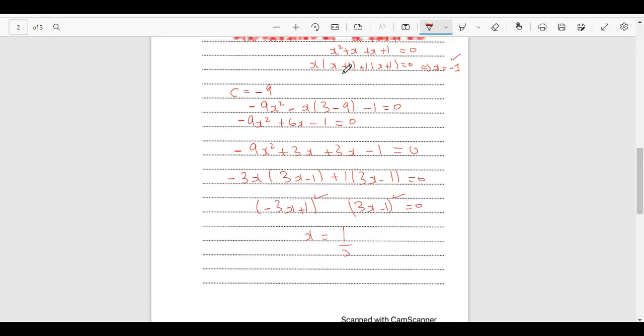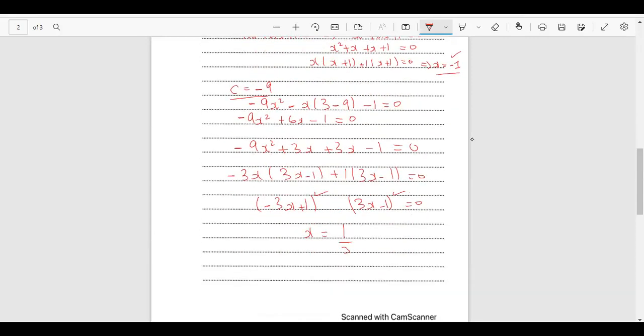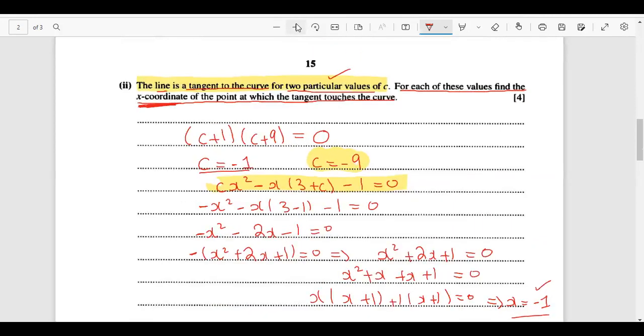So when we use c equals minus 1, I got x equals minus 1. And when we use c equals minus 9, I got x equals 1 by 3. The thing that we need to understand here is that the question was very simple, but the statement seemed to be a bit complicated, okay? The statement was basically, the line is a tangent to the curve for two particular values of c. Now, this is the condition. So this would mean that the discriminant is equal to 0.